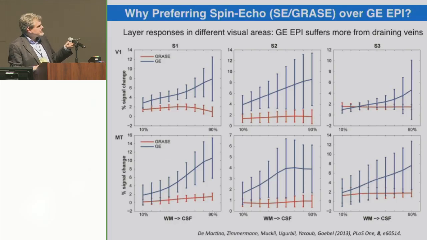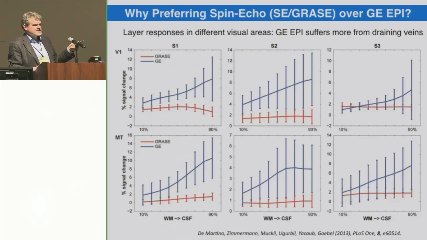And here's the reason. In a recent paper from Di Martino and colleagues, we compared the two sequences, and we see that the gradient echo signal is actually stronger than the spin echo signal. But the problem is that in the upper layers, when it goes to the superficial, supragranular layers, towards the pial surface, you suddenly get some more activity, but you get a high spread of activity, and you get biases in your sampling.